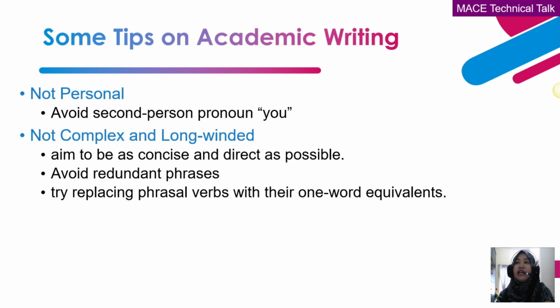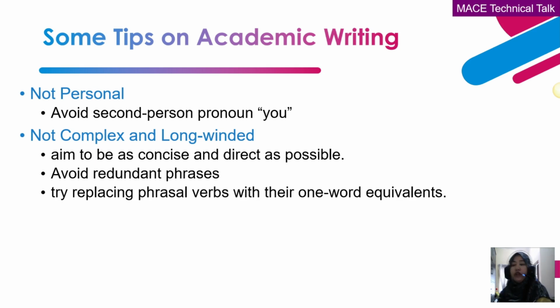Many of us think that our writing is not academic enough unless it is overcomplicated and long-winded. Okay, so this is not a good approach actually. Instead, aim to be as concise and direct as possible. If a term can be cut or replaced with a more straightforward one without affecting your meaning, it should be. Avoid redundant phrasings in your text. Avoid redundant sentences. Okay, and try replacing phrasal verbs with their one-word equivalent where possible. For example, the phrase carry on can be replaced by the word continue. So it is important to avoid unnecessary repetition, because repetition is boring.